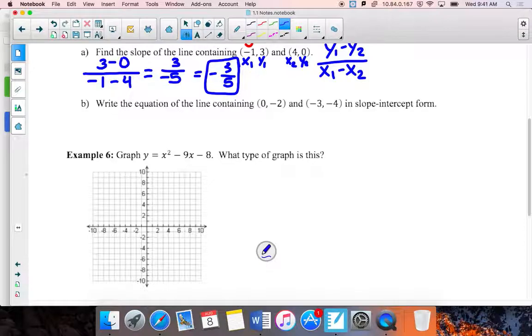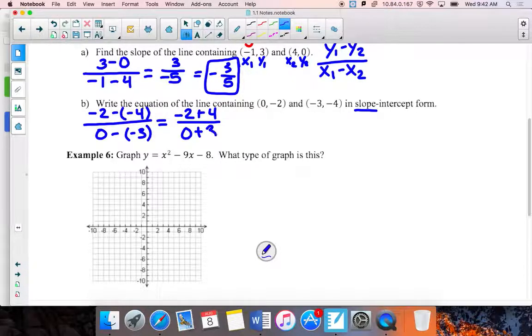Okay, so we're going to write the equation of a line given 2 points. To write the equation of a straight line in slope-intercept form, well, we have to have a slope. So repeating that process from before, if you find the slope of this line, -2 minus -4 divided by 0 minus -3, that's going to be -2 plus 4 divided by 0 plus 3. 2/3 is our slope.